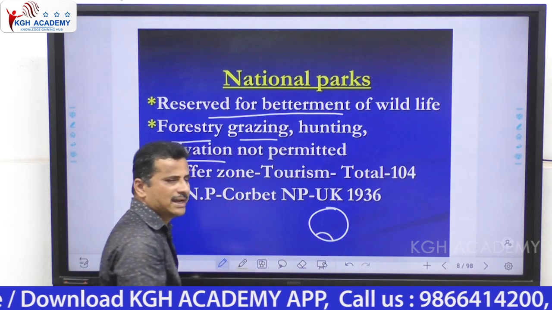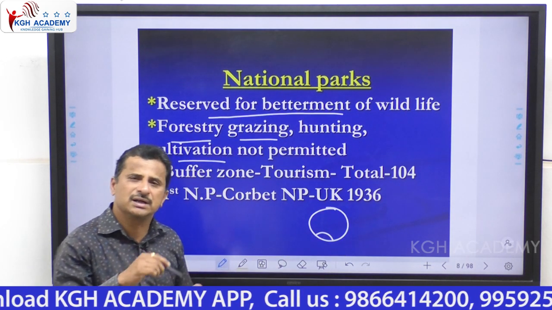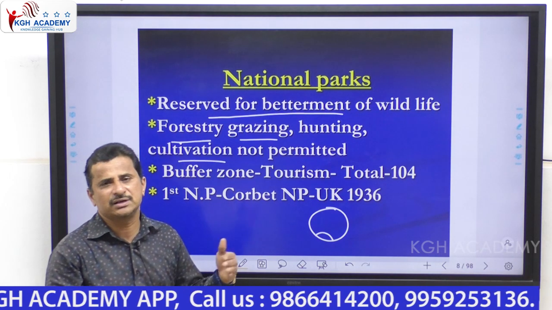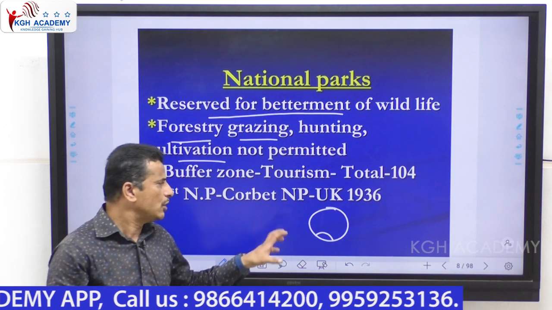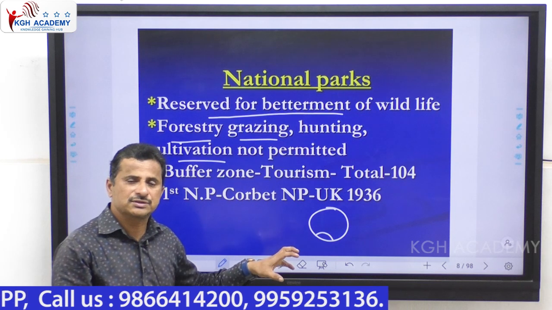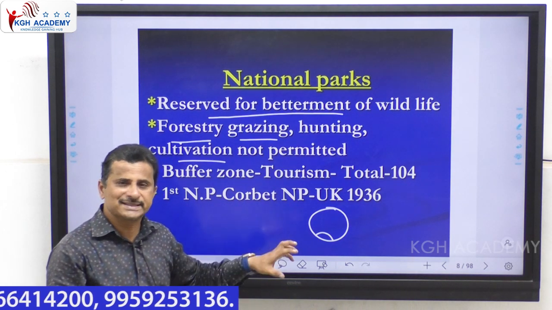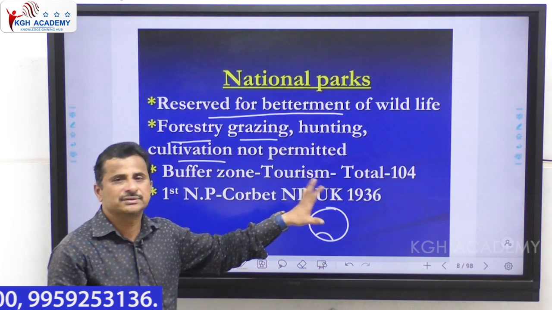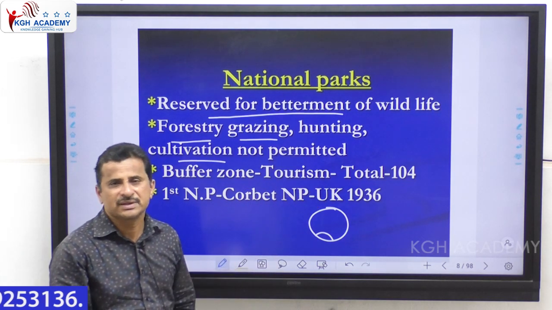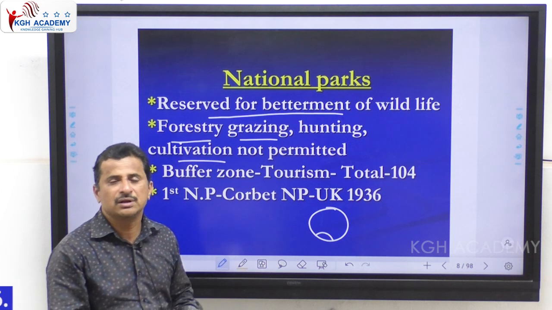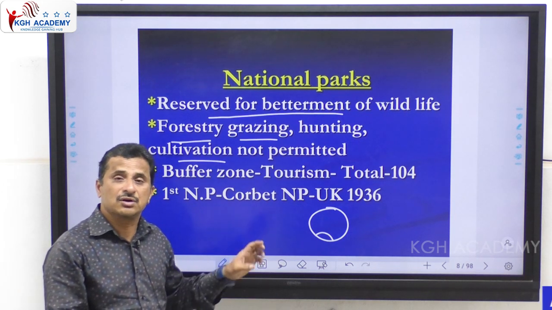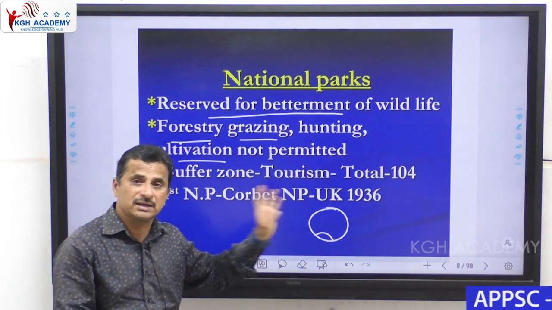Outside the area, a small area of half a kilometer, or some meters, 200 meters, 300 meters, is called the buffer zone. In this buffer zone, tourism and ecotourism are possible without causing damage to the area or animals. Sometimes safari is also possible, and that too does not cause damage to the organisms.